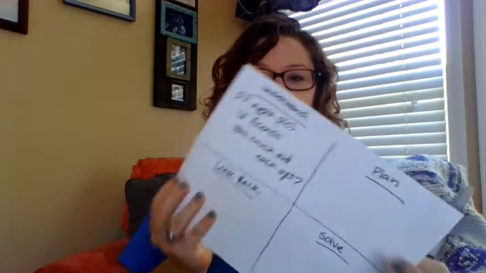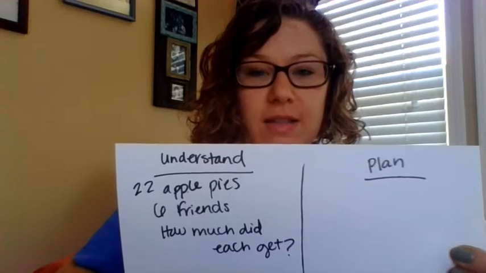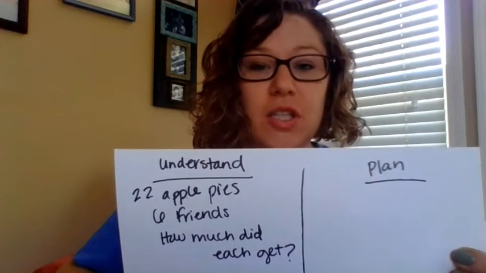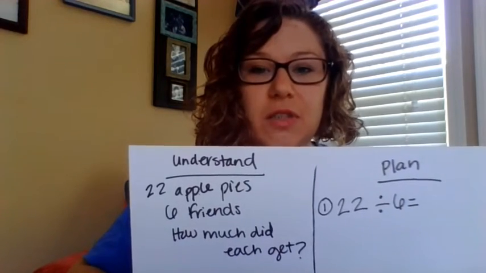Okay, so my understand square looks something like this. He had 22 apple pies, he has 6 friends, and he's wondering how much each will get when he shares them. So when I hear equal shares, I start thinking division. I have my total number of pies, which was 22, and I think he's going to want to divide those equally among his 6 friends. So here's my plan. 22 divided by 6. Now I'm going to give you a minute to see if you can fill out your solve square to do that computation.